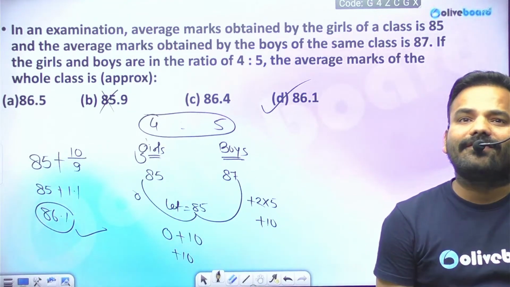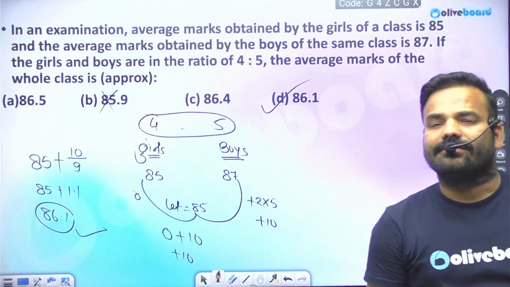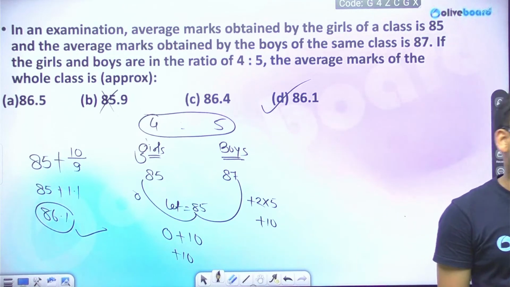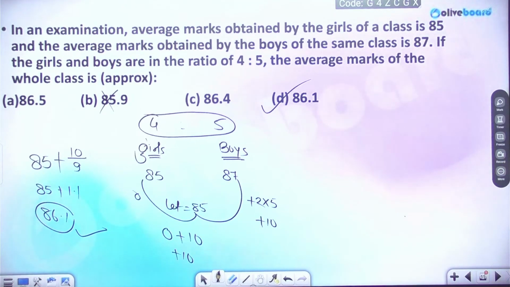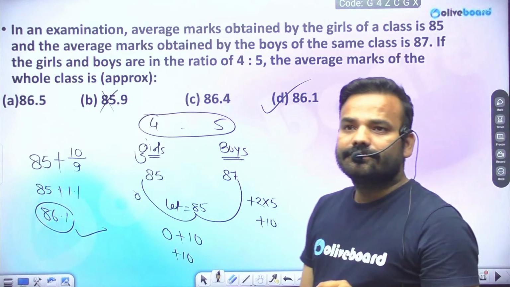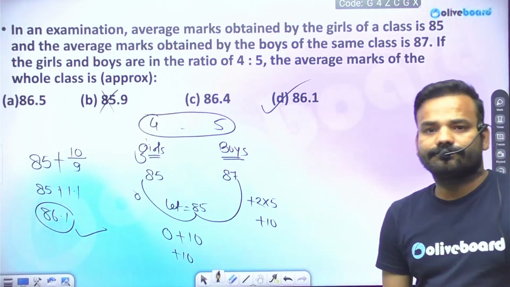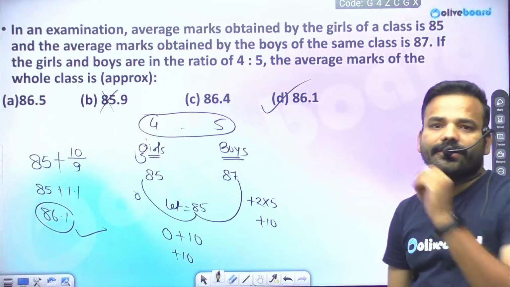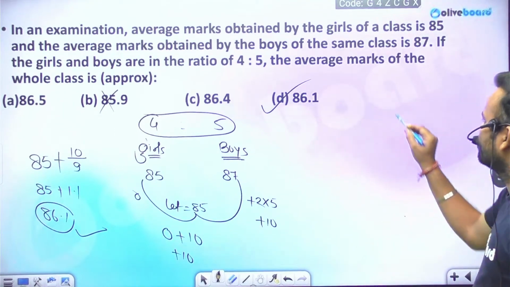This is solving average via the assumption method. So 86.1 will be the average. Is it clear? Very good, Mudit. Is it clear? You can use allegation over here. You can calculate like this also.